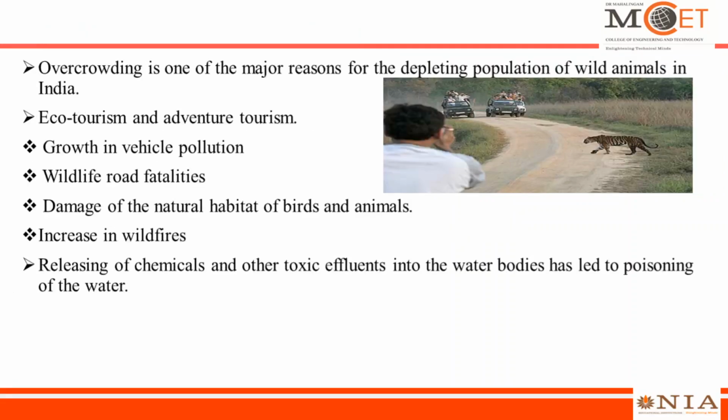Overcrowding is another major reason for the depleting population of wild animals in India. Ecotourism and adventure tourism has resulted in growth of vehicle pollution, wildlife road fatalities, damage of natural habitat for animals and birds, increase in wildfires, and also release of chemicals and other toxic effluents into the water bodies, which has led to poisoning of the water.